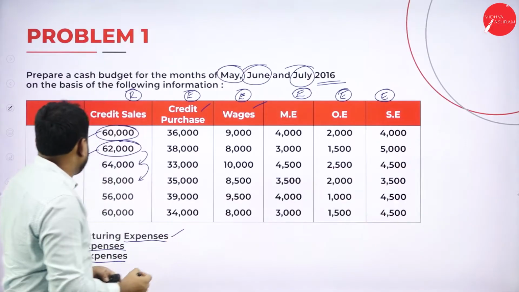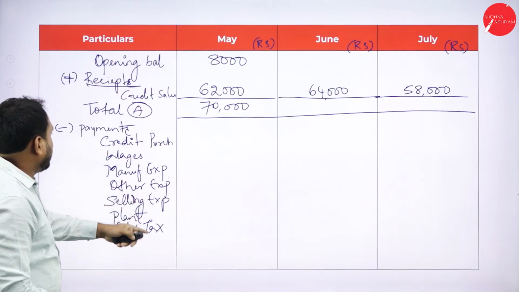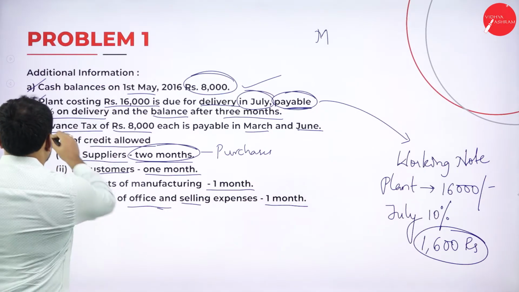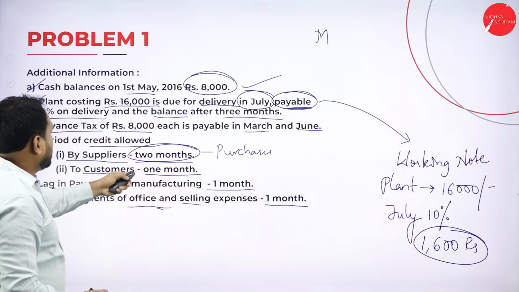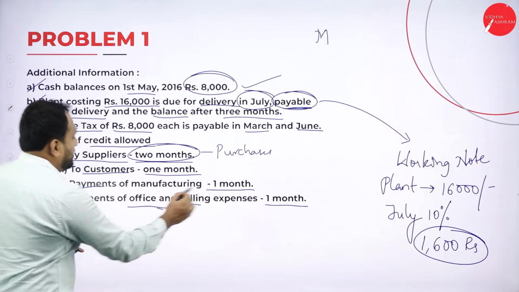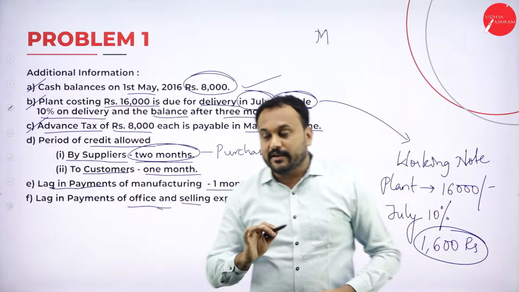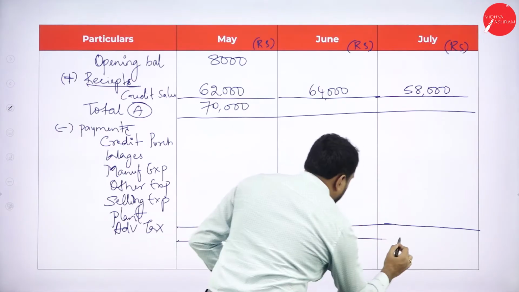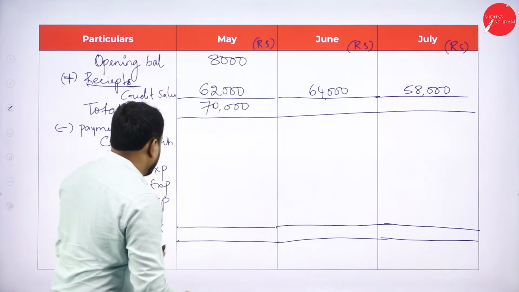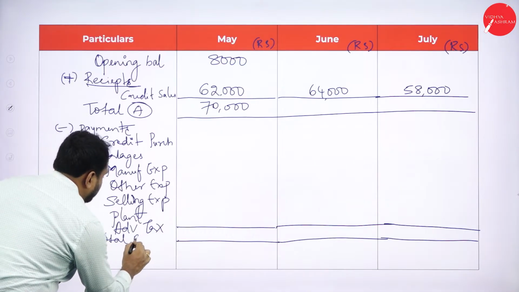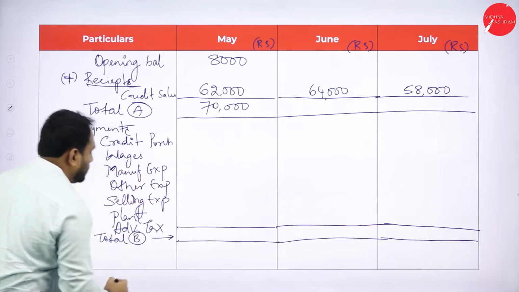After that, do we have anything? This one we have taken, this we have written, advance tax is also done, period of credit allowed is also done, lag in payment manufacturing, lag in payment office done. So all the entries we have actually written. So what will be here? What is this entry called? This is called total of B.